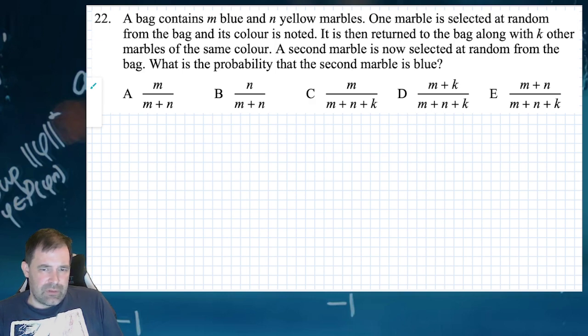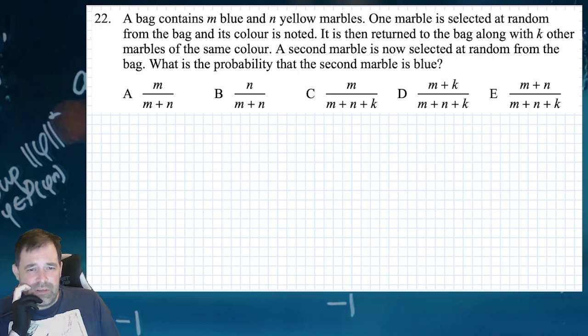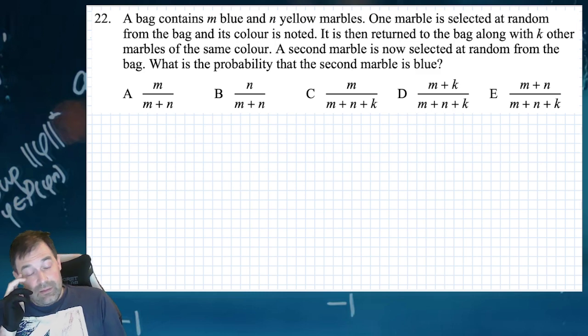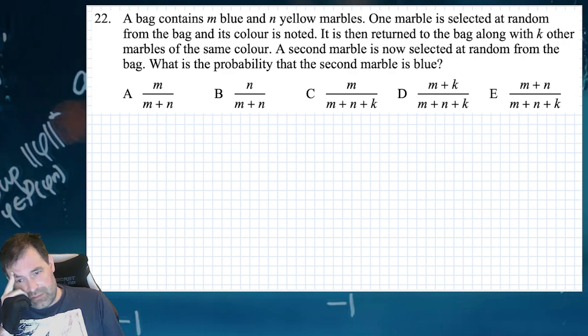Right, a bag. Oh, I like probability. I think if it's probability, a bag contains blue and yellow marbles, N blue and N yellow. A marble is selected at random from the bag. Its colour is noted, and it's returned to the bag with K marbles of the same colour. A second marble is now selected at random from the bag. What is the probability that the second marble is blue?